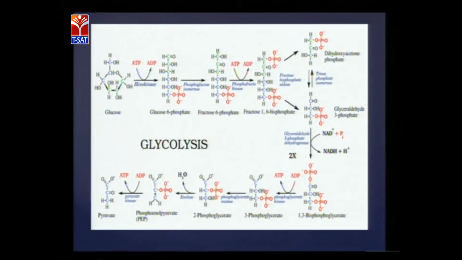In glycolysis, 2 ATP molecules are produced, where 24 kilocalories of energy is released. This energy is in turn utilized by the cells. So as we have discussed, cellular respiration leads to the release of energy, which is utilized by the cells to perform their activities.